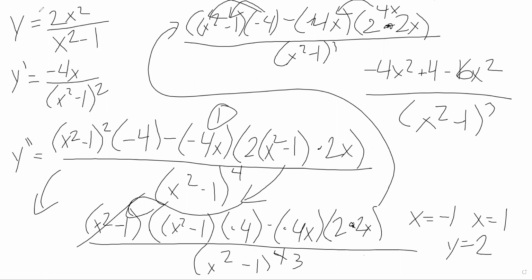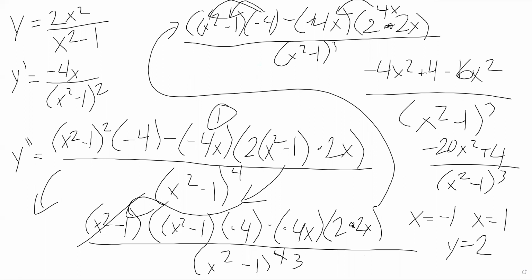Okay, so now that we have that, what we can do is just do the final simplification to get -20x squared plus 4 over x squared minus 1 cubed. That is the answer to our second derivative.